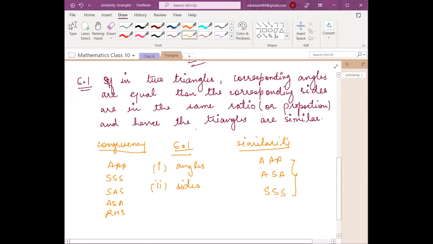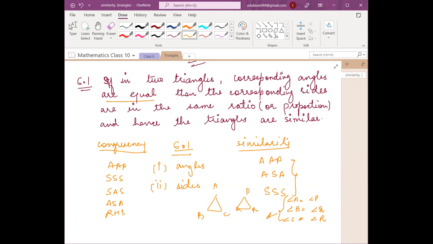Now, there is a theorem which says that if in two triangles, corresponding angles are equal, so only angles are equal, then the corresponding sides are in the same ratio. So that means in two triangles ABC and PQR, if all the angles are equal, that means angle A is equal to angle P, angle B is equal to angle Q, and angle C is equal to angle R, then it is a theorem that ultimately the sides are going to be in proportion, right?